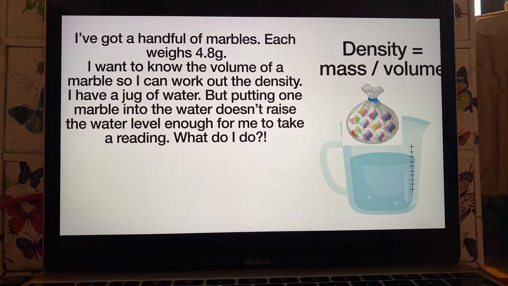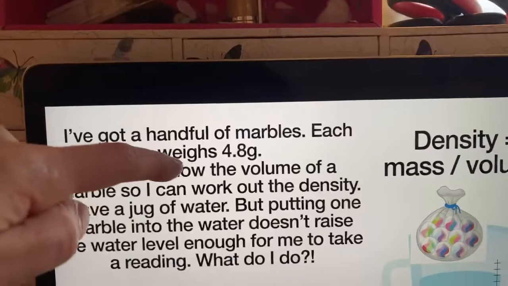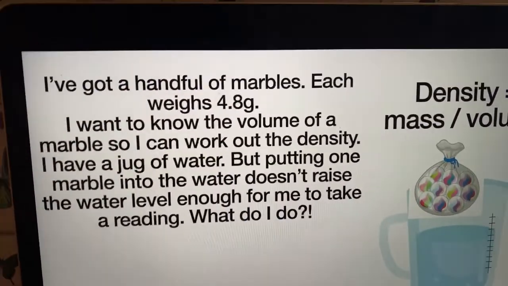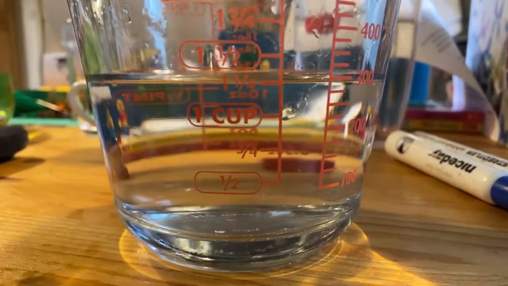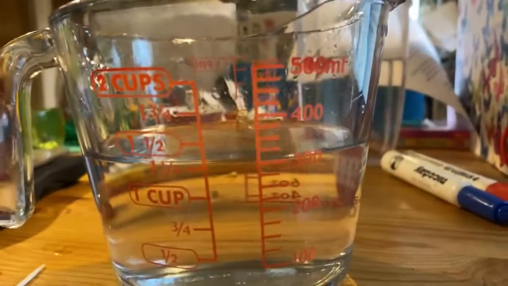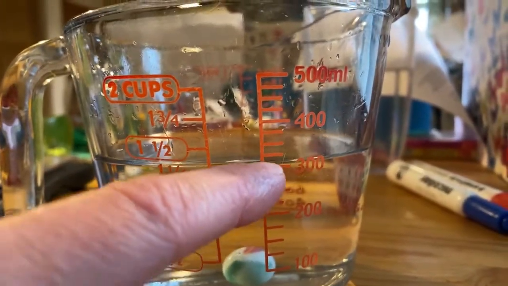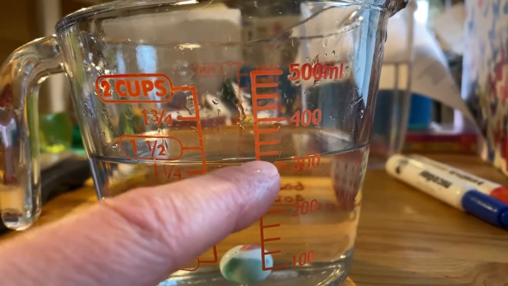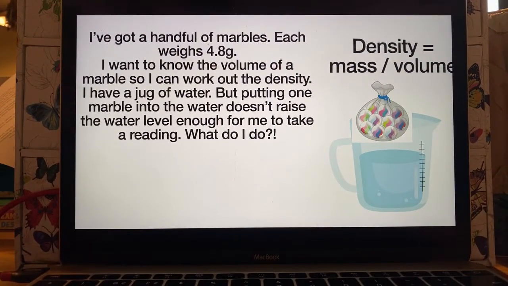Okay, I've got a handful of marbles. Have as many marbles as you like. You've got the mass of one marble. So if we know the volume of the marble, we can work out the density. But if I just put one marble into this water, it's not making enough of a difference to the reading; the scale on my jug is not enough. I can't tell whether that's gone up by 1 millilitre or 10 millilitres or whatever. What are you going to do? Can you solve the problem? They did very well with this on Facebook. I was very impressed.